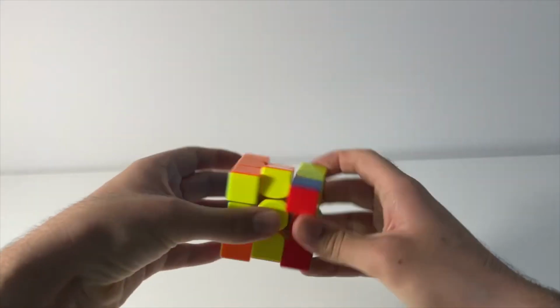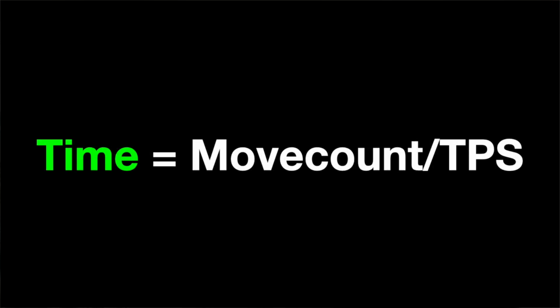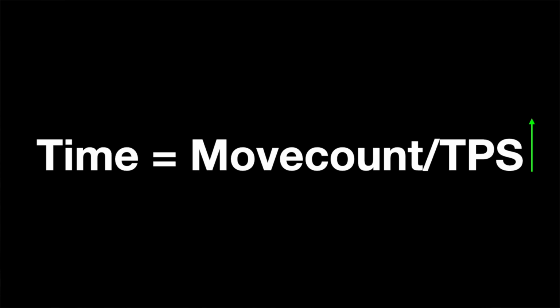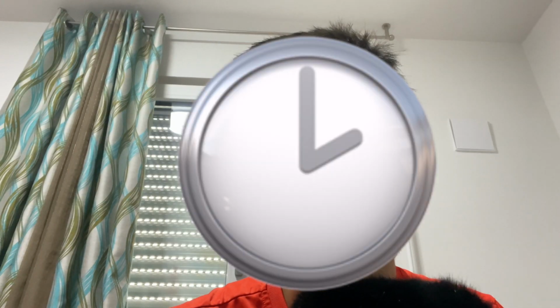Anyways, TPS is important for obvious reasons. It helps you turn faster. Sometimes, a lot faster. And turning faster obviously means faster times, because as I said earlier, TPS equals move count divided by time, thus time equals move count divided by TPS, and this time the higher the TPS is, the lower the quotient of move count and TPS, and thus the lower the time, meaning the faster the time. Also, it's just really common sense, because if you turn faster, you solve faster.